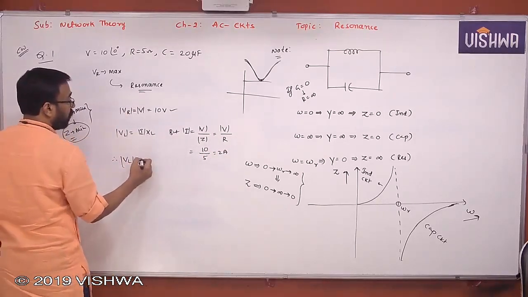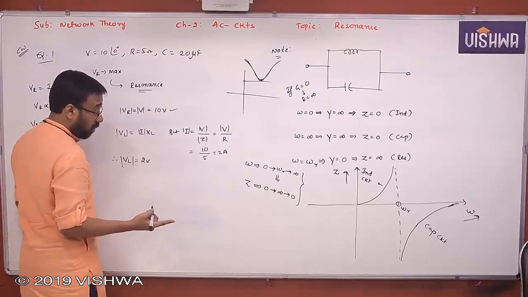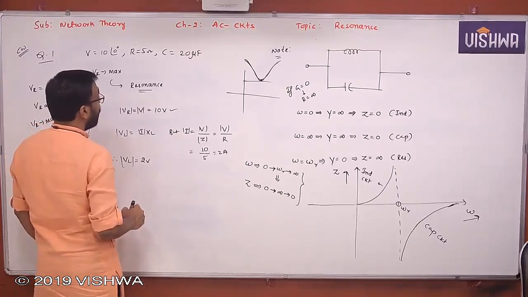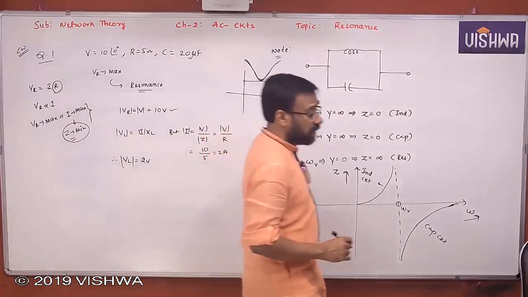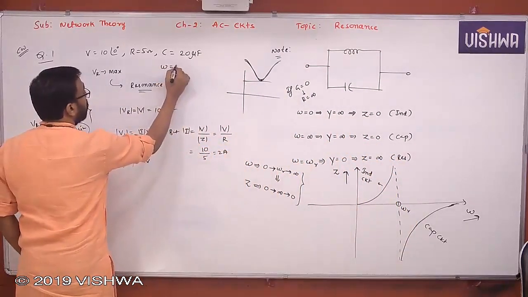I is nothing but how much? 2 amperes. Into XL is how much here? It is not given. Yes or no, all of you? It is not given. But do you know what is XC? The frequency was given, right? How much frequency was given? 1000 radian per second. The frequency was given 1000 radian per second.